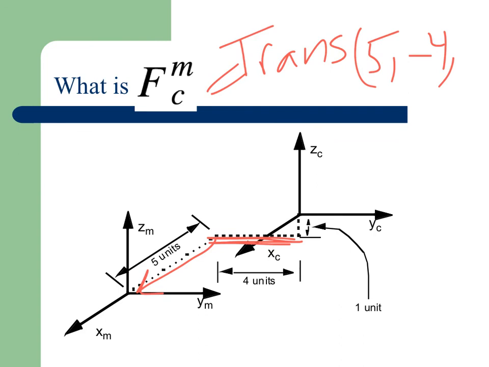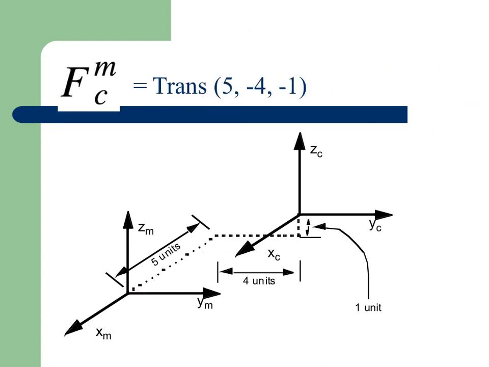And z is 1, but in this case it's going to be -1 because, to transform the C coordinate frame into the M, I need to drag this frame down by 1 unit, right? And by dragging it down by 1 unit, I am moving in the negative z direction relative to C coordinates. So I'm going to say -1 there. Which is what I have on my final slide. Woohoo!